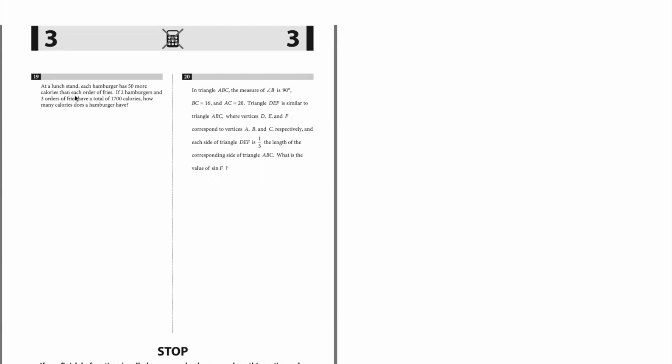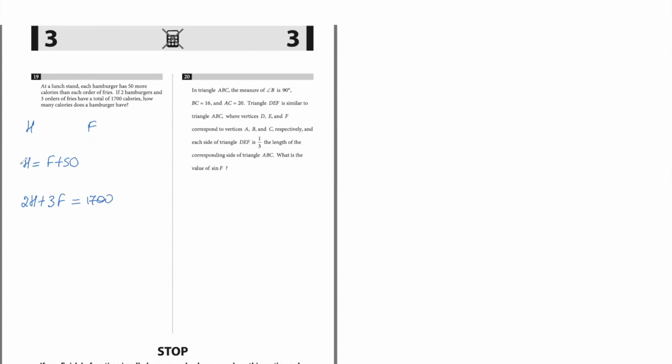Question 19, at a lunch stand, each hamburger has 50 more calories than each order of fries. For the hamburgers, I'm going to write H, and fries, I'm going to write F. They say each hamburger has 50 more calories than each order of fries. Hamburger is fries plus 50. Okay, 2 hamburgers plus 3 orders of fries have total 1700 calories. How many calories does a hamburger have?